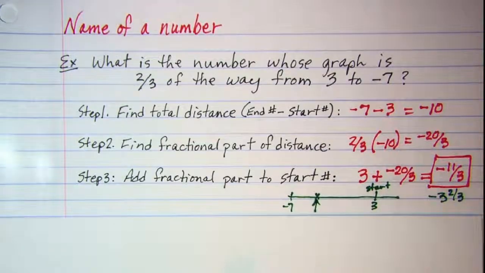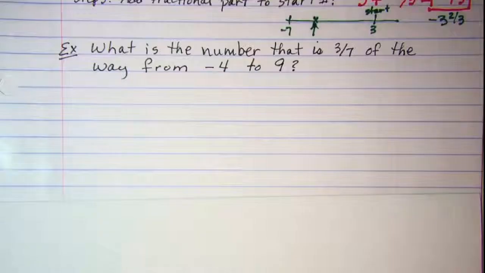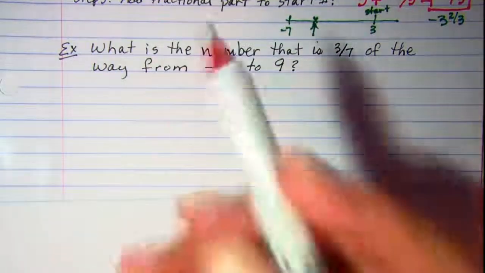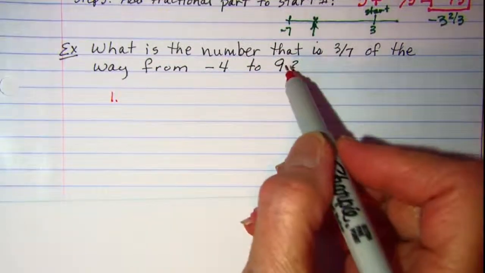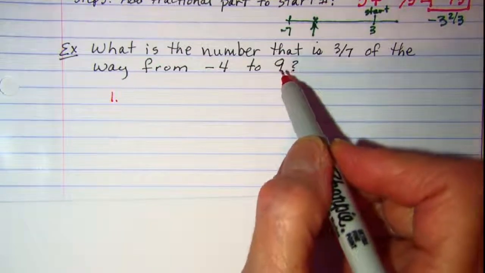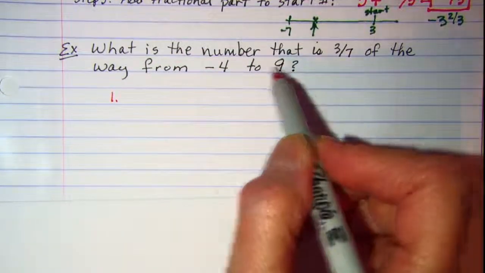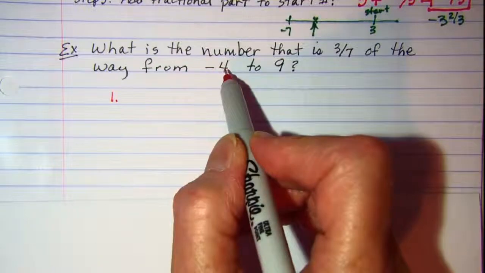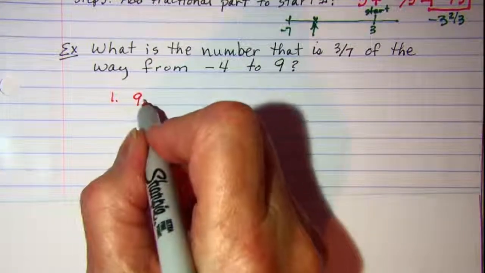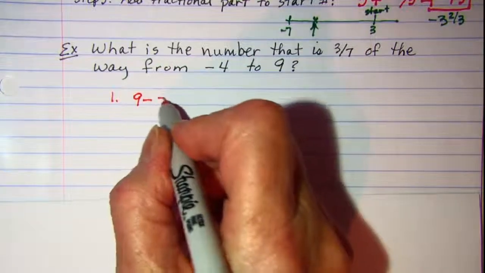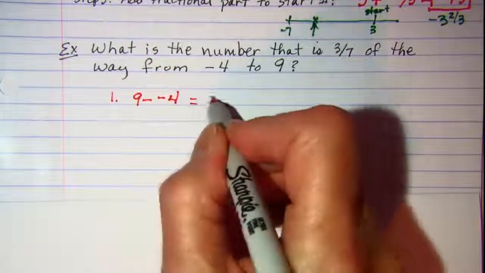Let's do another one. What number is 3/7 of the way from -4 to 9? So our step 1 is to find our distance. We want a directed distance, so we take the ending number and subtract the beginning number. So 9 subtract -4 gives me 13.